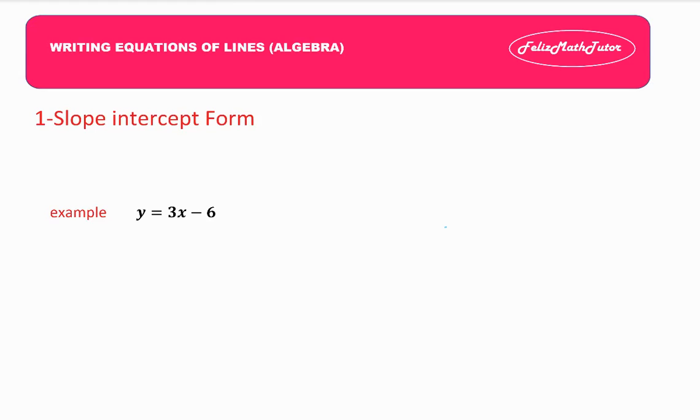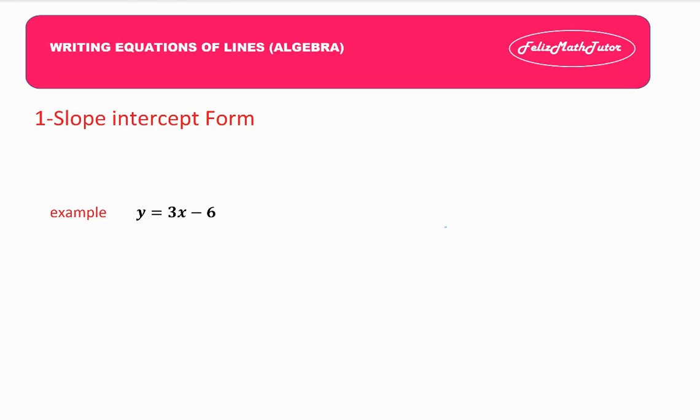Today I'm going to talk about writing equations of lines in algebra. I will talk about two types of form, which are slope-intercept form and point-slope form of equations. So let's start with slope-intercept form first.